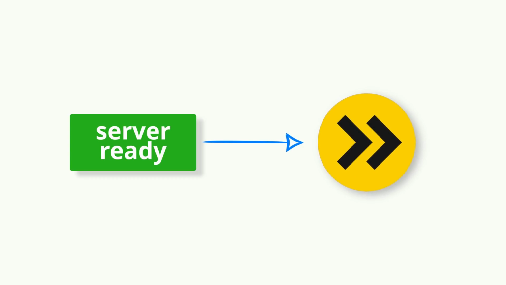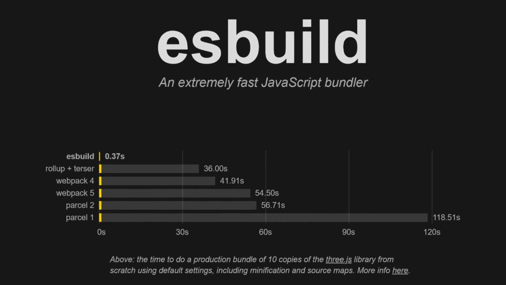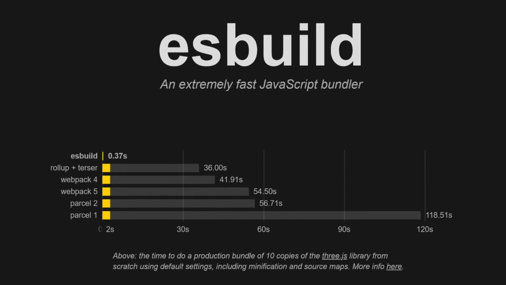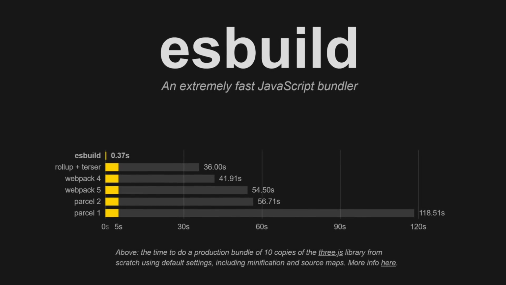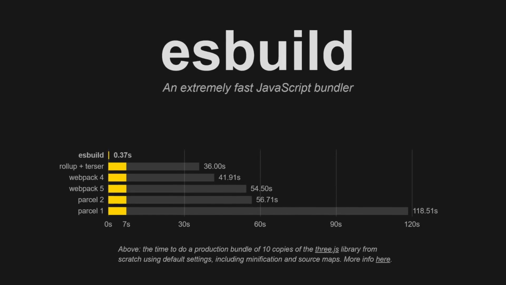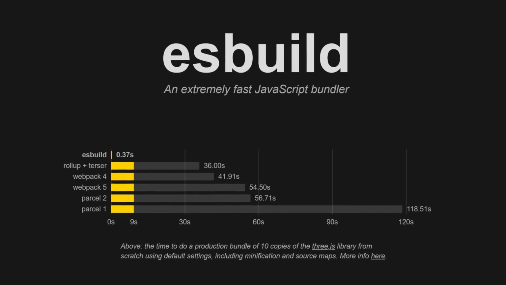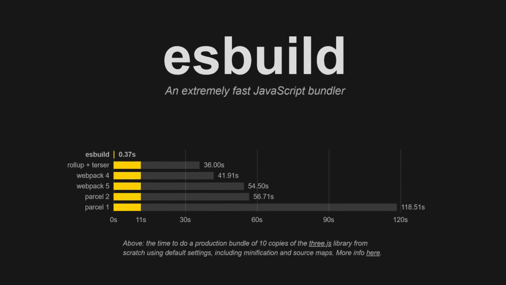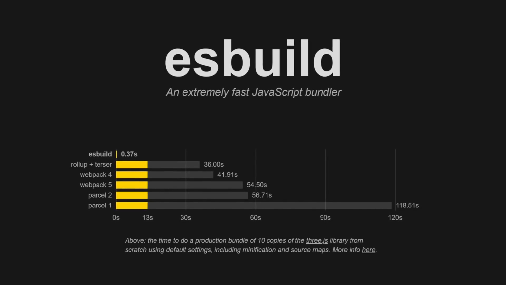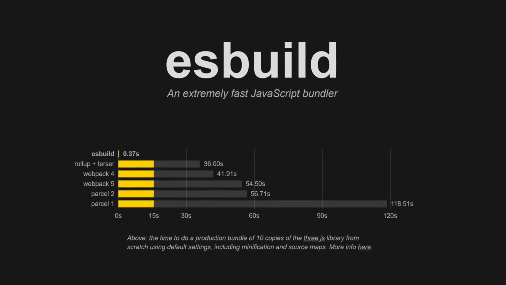But because of this, Vite has taken a very different approach, you might even say a completely backwards approach, but it works. Vite starts the server right away. Vite takes the dependencies that don't change often and pre-bundles them using ESBuild. ESBuild is written in Go, which makes it up to 100 times faster than JavaScript-based bundlers. The times that you see here are how long it's taking these bundlers to bundle 10 copies of the three.js library. The difference is amazing.